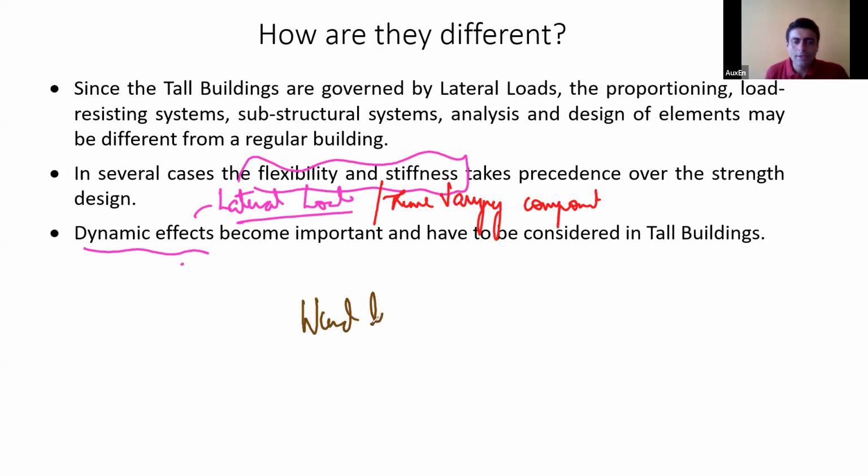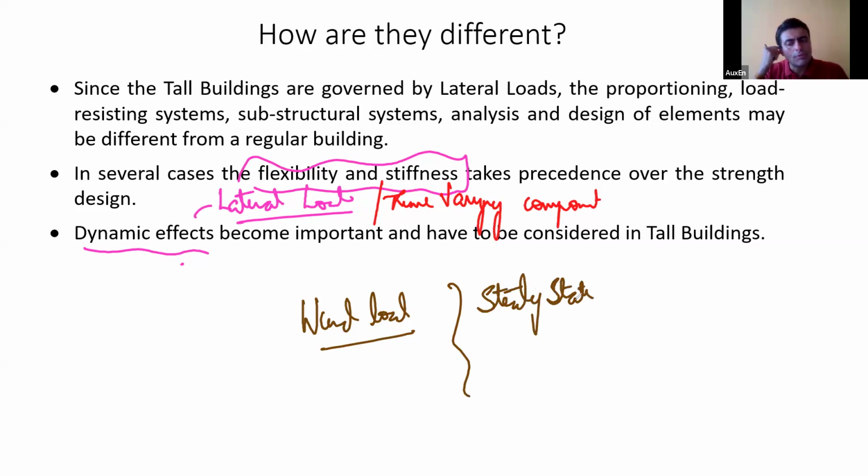When wind loads hit your tall buildings, wind load generally has a static component. Static means there is a steady state component of your wind, which means that, let's say, a wind is flowing at constant speed over a large period of time. It's called the steady state component. But in your wind, there is also a transient component which varies with time.